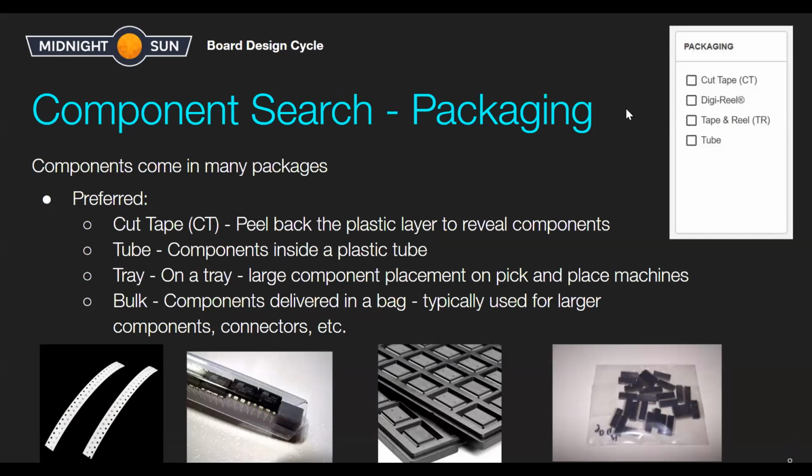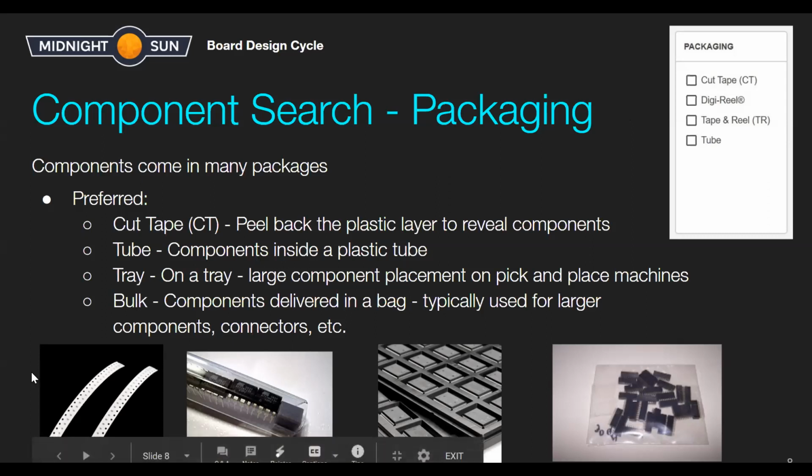So when you're searching for parts, one of the specs is packaging. They give you one of the filters. There's a bunch of different options that can be confusing, but we'll go through them here. The first one is cut tape. It's on the left, in the bottom left.